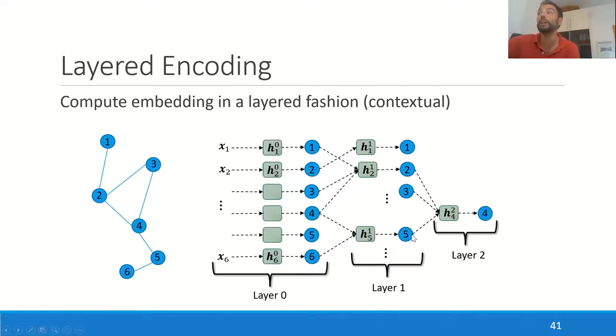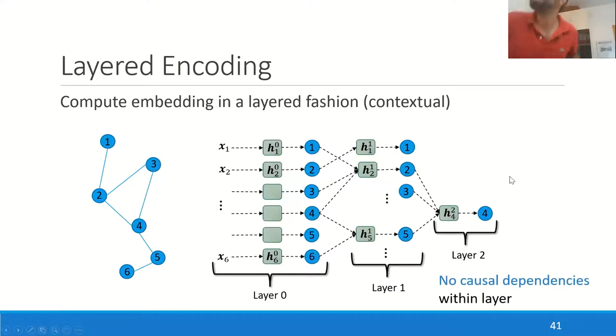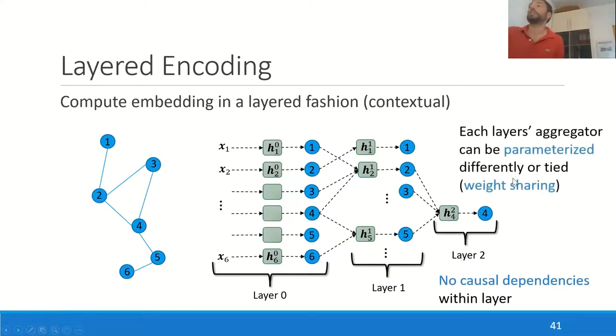And 5 indirectly, and 6 indirectly through 5. So this layering thing allows, the more layers I have, the more information I can route to the single node in the graph. Okay. And there are no causal dependencies within the layer, okay?